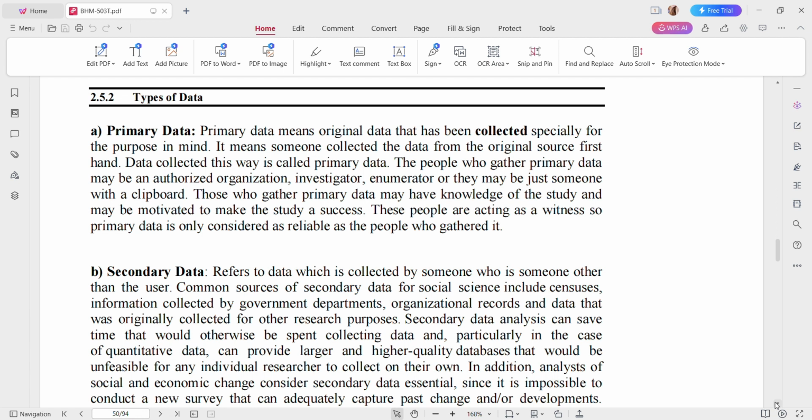The secondary data refers to the data which is collected by someone other than the user. So these are data taken from the study of someone, or data taken from a survey of some organizations, and you utilize it to maximize the results of your study or to strengthen the results of your study.